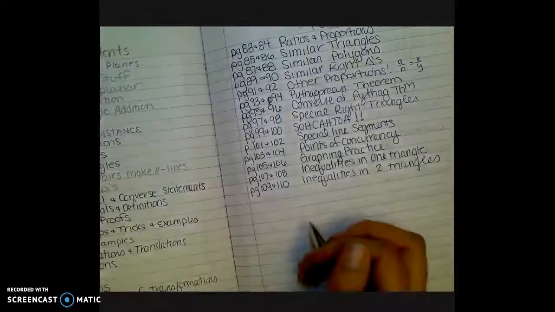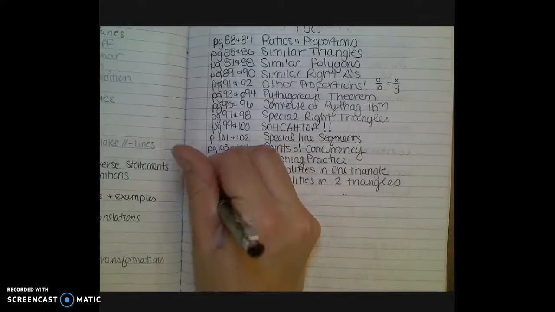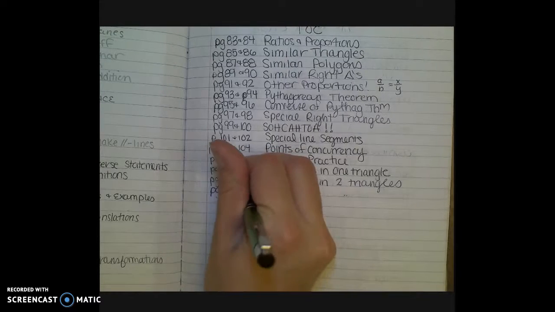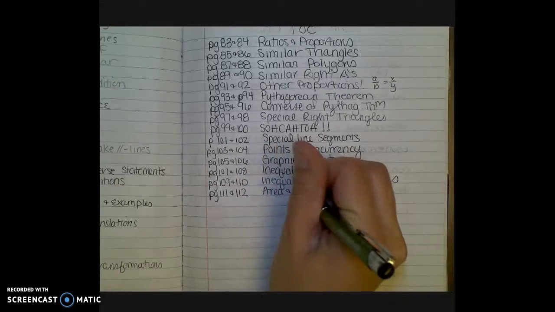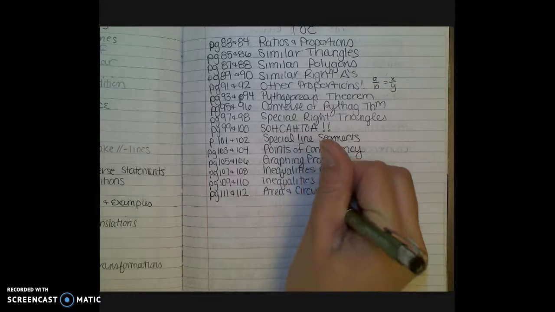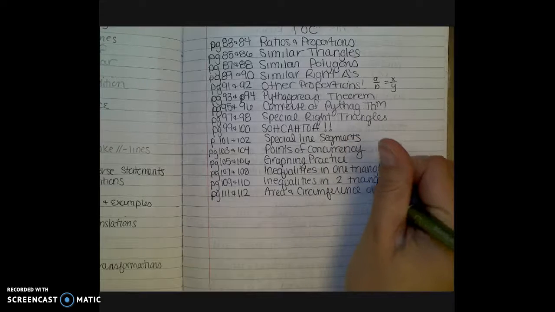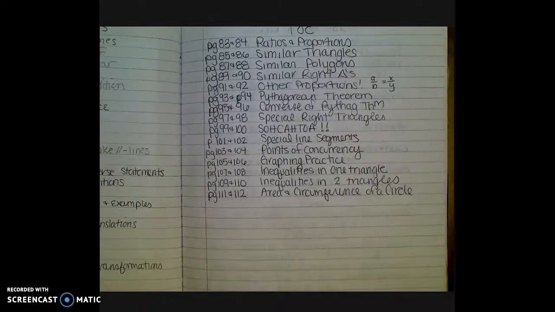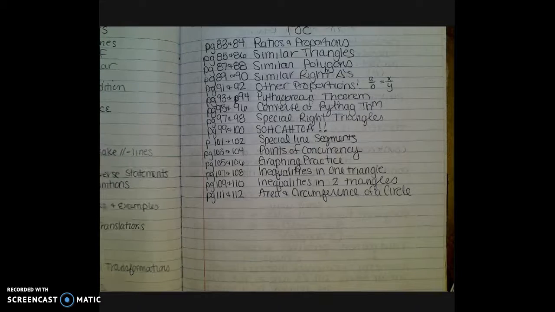All right, geometry. So we're going to add to our table of contents our first notes for our new chapter. We're going to add page 111 and 112, and we are going to talk about area and circumference of a circle. So area and circumference of a circle.